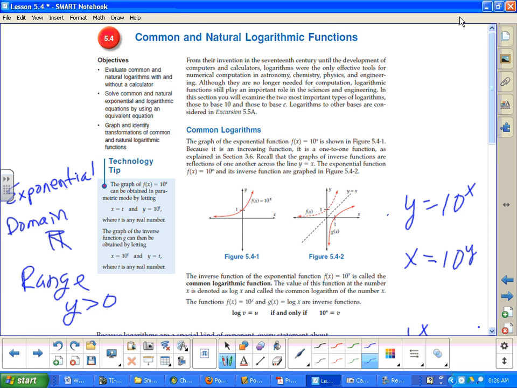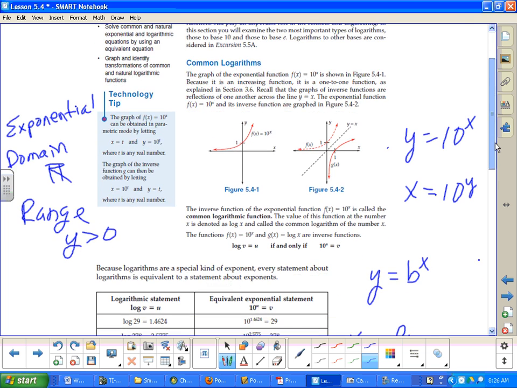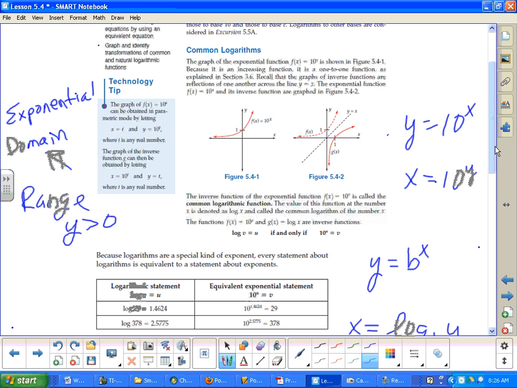All right, so we're going to talk about logarithms today, logarithmic functions. So first thing, we have the common logarithms, and the common logarithms go along with base 10 exponential problems. So they are actually inverses of each other.